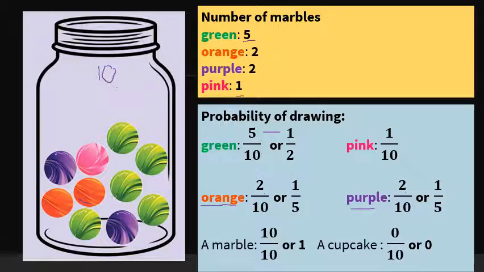And lastly, the probability of drawing a marble of any kind is 10/10. That's because there are 10 marbles in there. So if you put your hand in there, took a marble out, it's going to be a marble of some description. So it's 10/10. And we also know that that's the same as 1. So it means it is certain you'll always draw a marble if you put your hand in there and grab one of them. The probability of drawing a cupcake, on the other hand, is 0/10 or 0. That means it's impossible. There's no chance of it happening. That's because there's no cupcakes inside that jar, so you can't just magically pull out a cupcake.